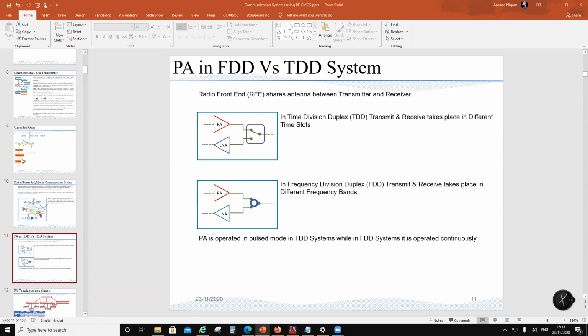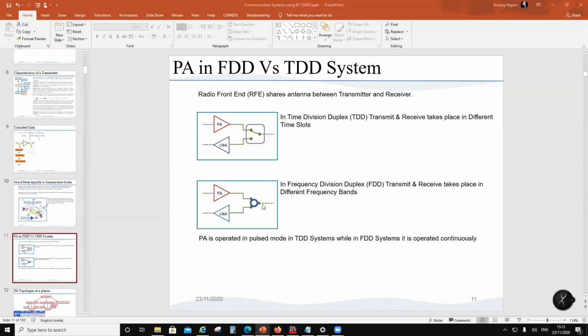I've just talked about gain. I've just talked about P out. Now I'm talking about the PA in TDD and FDD systems. I will come back to the power added efficiency a little later, so bear with me for that.